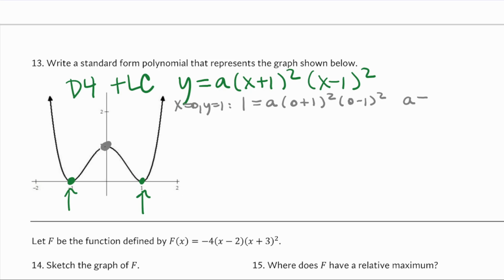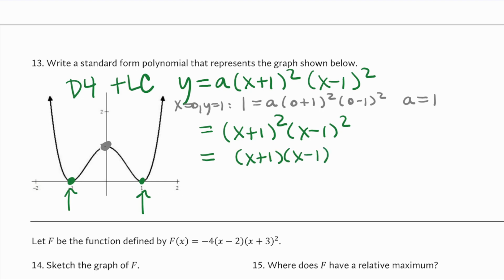So that's telling me a equals 1. Okay, so now I've got x plus 1 squared times x minus 1 squared. Now, you could square both of those and then multiply them out, but thinking strategically, I'm seeing this as a difference of 2 squares. So I could say that this is x plus 1 times x minus 1 squared. Yes, this is going to save me quite a bit of effort.